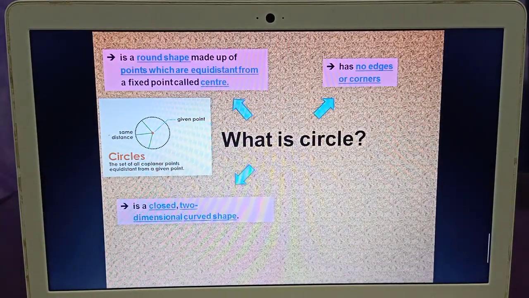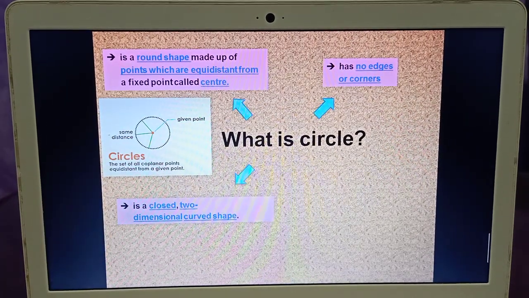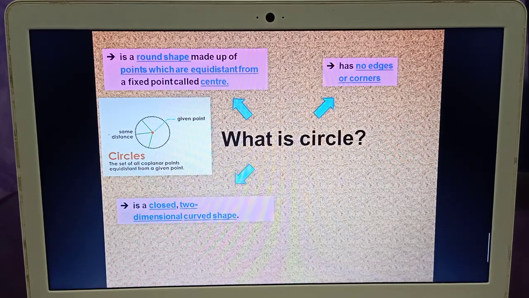It must be a closed, two-dimensional curved shape. Two-dimensional means 2D, only got length and width. It means that it only has area.